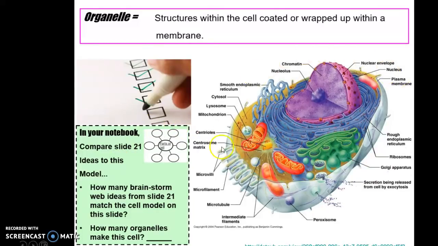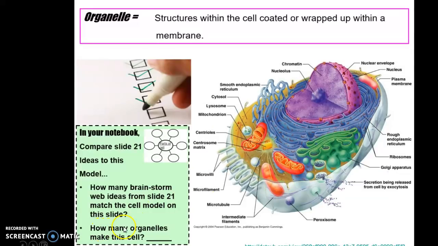Compare this cell model to your brainstorm web. Do you see any ideas from your bubbles in your brainstorm web? Do you see any of those structures or parts of the cell in this model? Is there anything that you placed in the outer bubble here that matches or that you see here in this cell? So right here, how many of your ideas from this brainstorm web do you match and see here in this picture? So on slide 26 here, the first question, just write how many bubbles here you see in this cell.